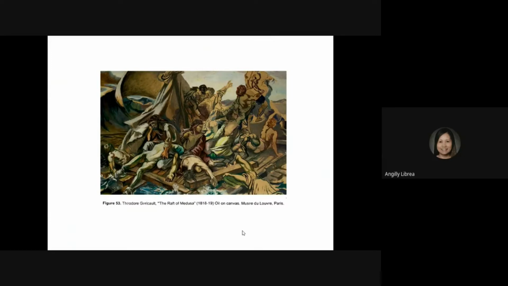In the example presented on the slide entitled The Raft of the Medusa, the position and orientation of the bodies that are aboard the raft are predominantly diagonal in direction, as you can see. This creates not only movement but also tension in the scene. Based on the actual event, the painting depicts the 1816 wreckage of the French government ship called Medusa.